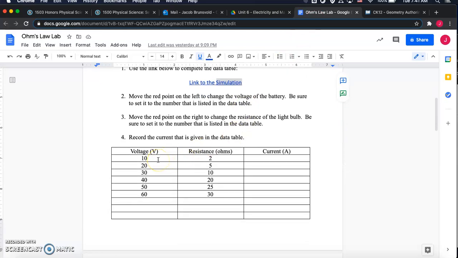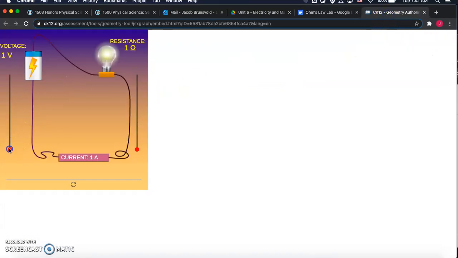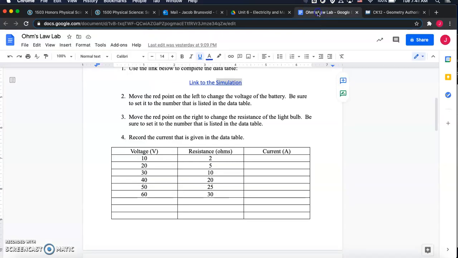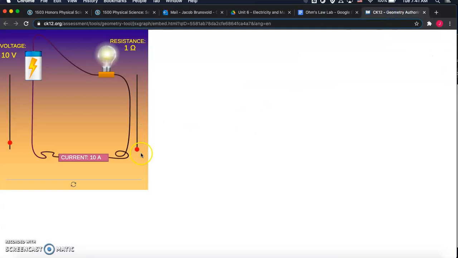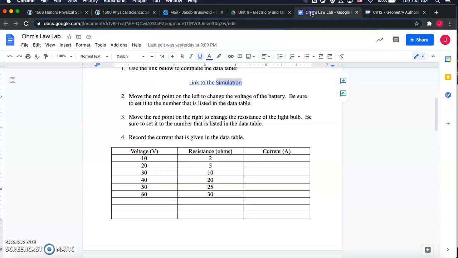So on the first data point in the table, you're going to set the voltage to 10, and you're going to set the resistance to 2. At that point, the current is 5 amps. So you're just going to write down the current as 5 in your data table. And then you'll keep going. You'll set the voltage to 20, resistance to 5, voltage to 30, resistance to 10, and so on. Do all those data points.